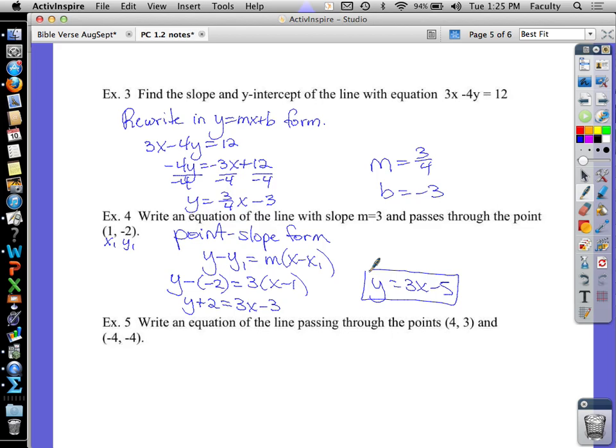So in example 5, if you want to write an equation of the line that goes through 4, 3 and -4, -4, all we're going to do is find the slope and then do it again with one of the points. So I get negative 4 minus 3 over negative 4 minus 4.